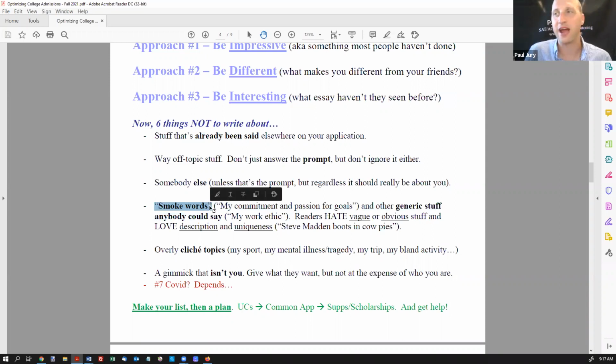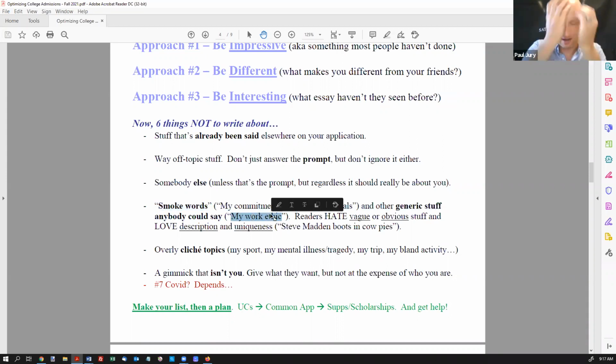One of the grand essay poobahs out there, who has the best-selling book about what you should write about, coined the phrase smoke words, which I think is a great way of describing these. "My commitment and passion for goals." "My work ethic is strong and I'm dedicated to excellence." Oh, just cover my head with a pillow. No, you have to give specifics in these. They hate vague stuff. They hate obvious stuff. They love description or uniqueness.